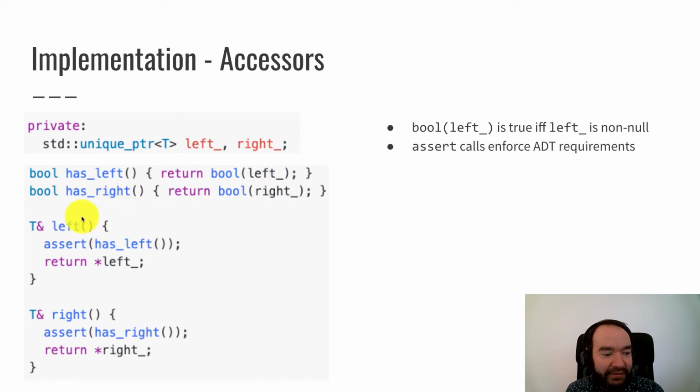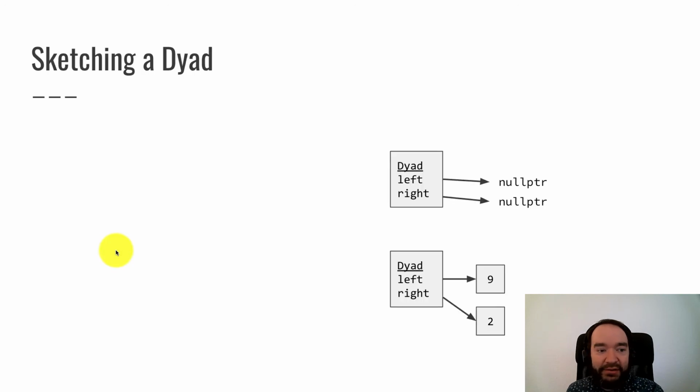And to get the left, I assert that hasLeft is true, and then I return dereference of left. So the dereference of left says this is a pointer, dereference it, so go get the T object that's held on the left side and return it as a reference. So that's pretty straightforward, and then this assert statement is enforcing that invariant that you're only allowed to call left when there actually is a left object. So if there's not a left object and the caller makes a logic error and calls this function anyway, then we'll crash the program here rather than having some kind of undefined behavior that would be hard to debug.